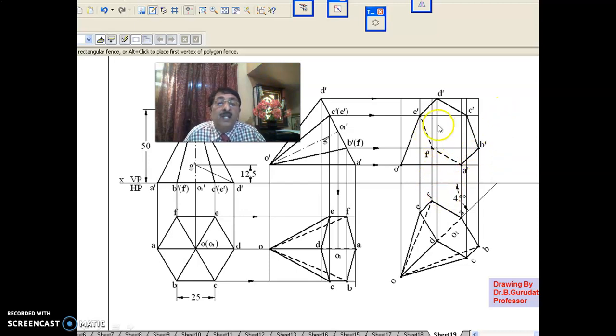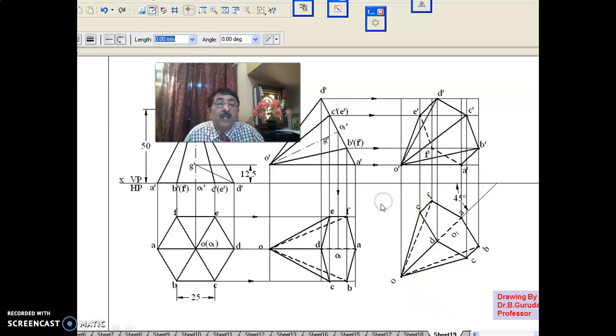Now you count the number of edges. 6 plus 2, 8 edges are over. Now you are left with O dash F dash, O dash D dash, O dash C dash, O dash B dash. Now you see here, O dash B dash, O dash C dash, O dash D dash, and B, C, D. For an observer looking from here, B, C, D are nearer corners. That is why I'll darken O dash B dash, O dash C dash, O dash D dash. At the same time, F is a back corner. For an observer looking from here, the back corner edge cannot be seen. Hence, I'll make it dotted.